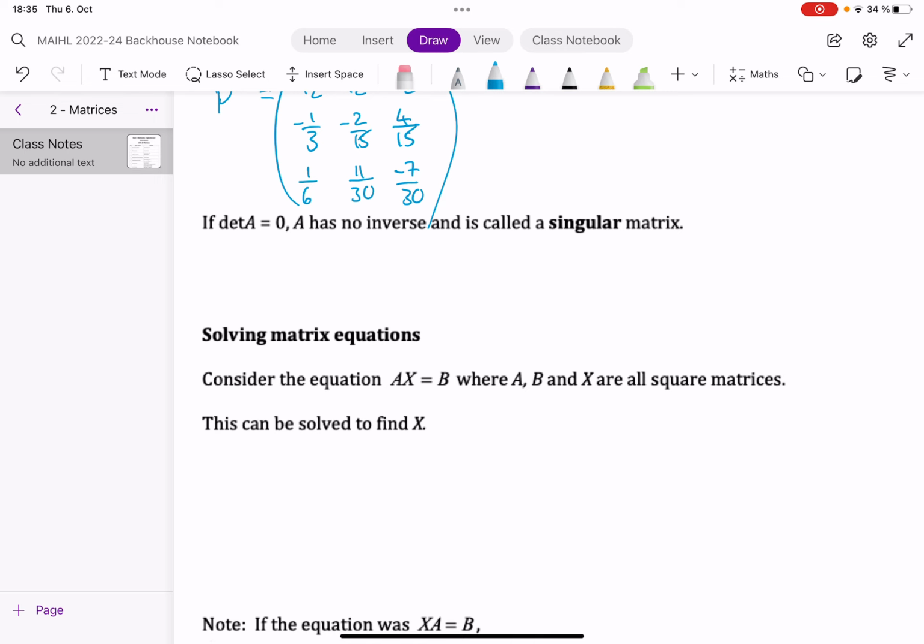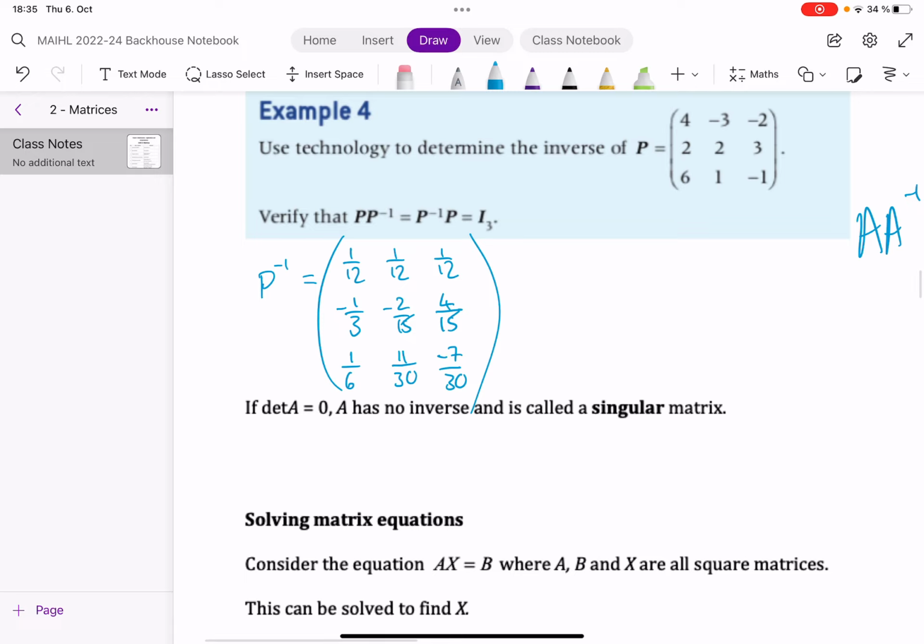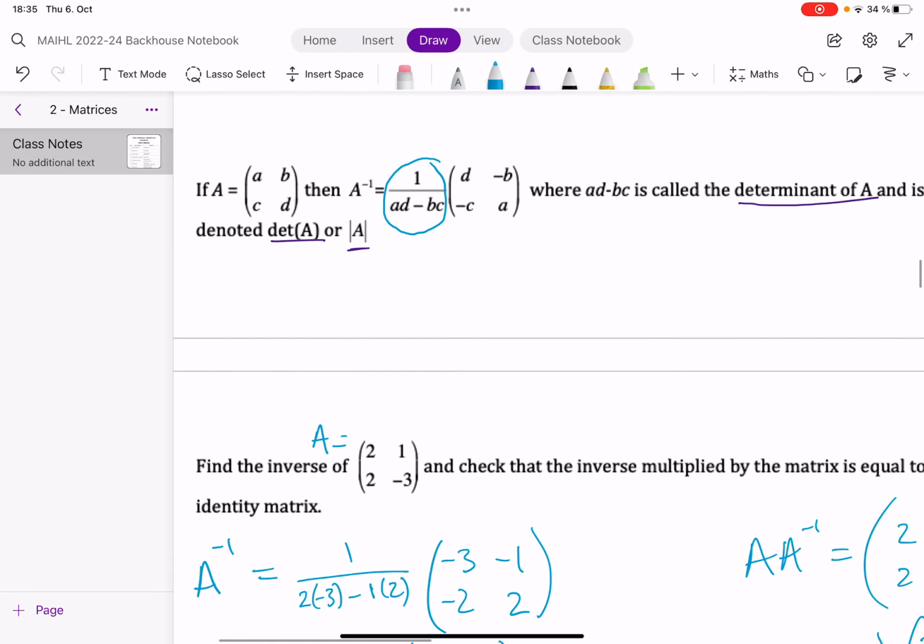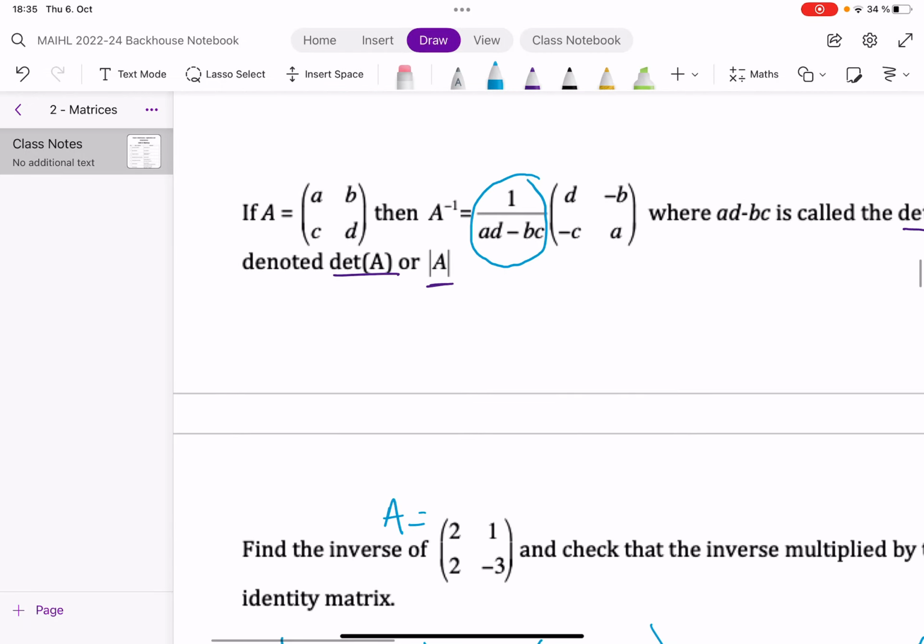There are some matrices that don't have an inverse, and the reason they don't have an inverse is the determinant is equal to 0. So if we go back to this formula, you'll see why that's an issue. So this bit down here was the determinant.